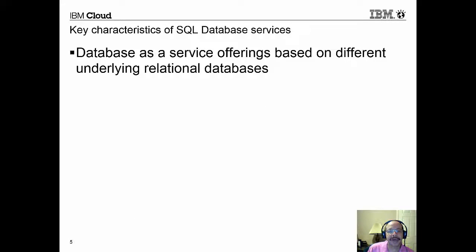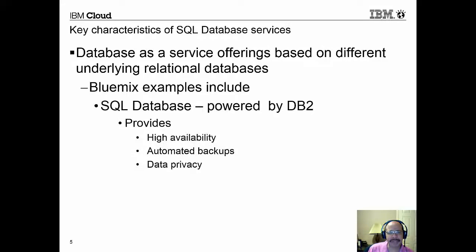Now let's look at SQL database services. And these are just database as a service offerings based on traditional underlying relational databases. In Bluemix, examples include SQL database, which is powered by DB2. And in addition to the DB2 functionality, it provides high availability, automated backups, and ability to mask certain data as private.